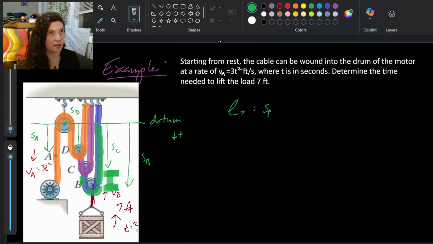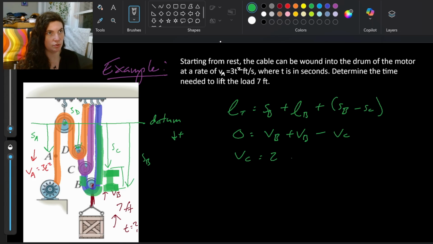We said we have SB plus the little distance over the pulley of B. That length is not changing. Plus SB minus SC, this distance here. I can take the derivative of that. 0 is VB plus VB minus VC. So I get VC is 2 VB. Let's keep on moving it.